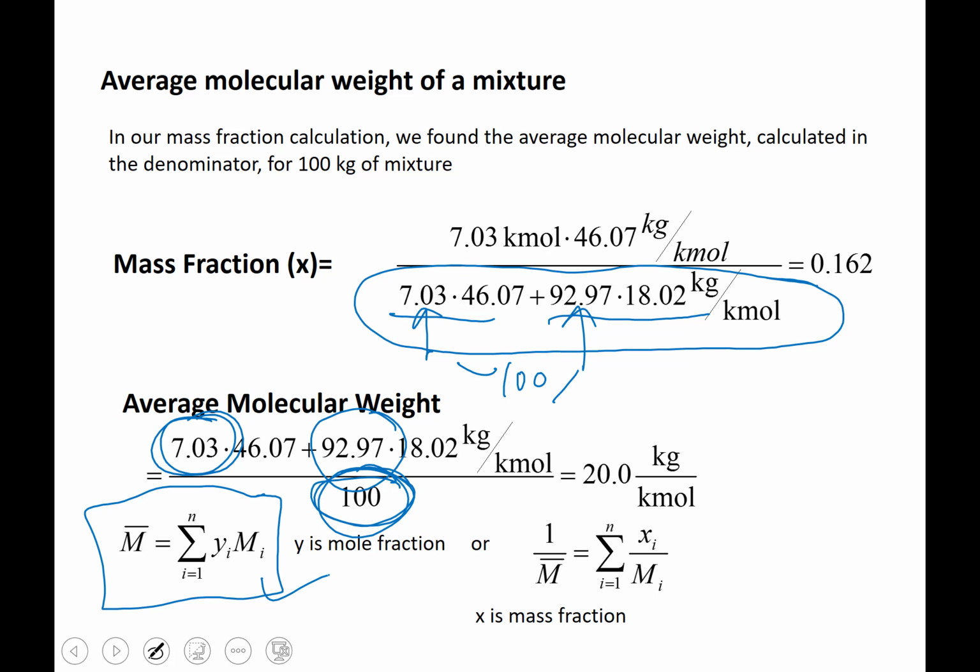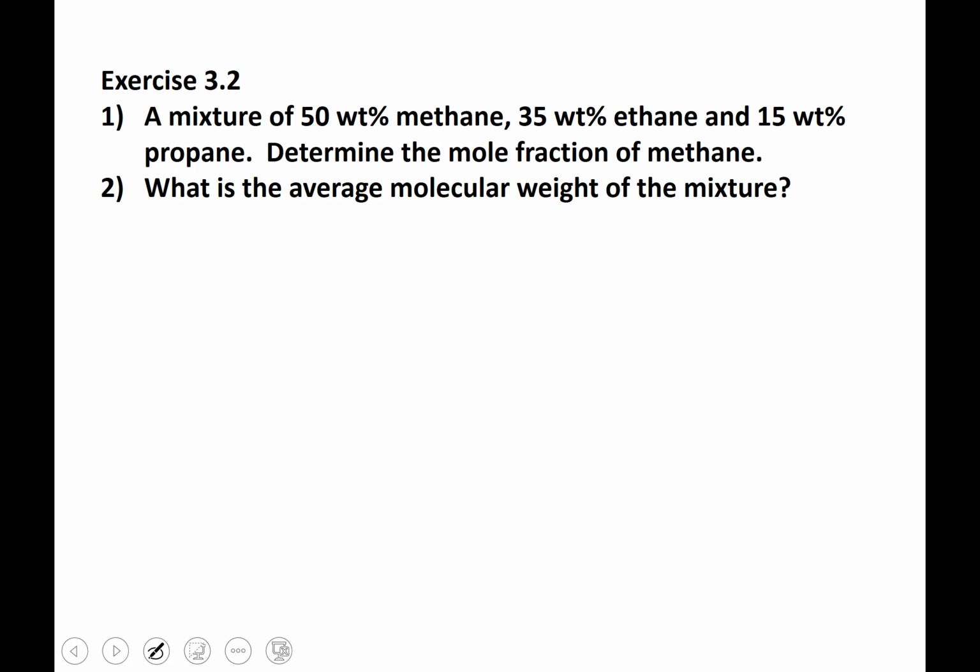This is exercise 3.2 for the video quiz. A mixture of 50 weight percent methane, 35 weight percent ethane, and 15 weight percent propane. Determine the mole fraction of methane in the mixture and the average molecular weight of the mixture.